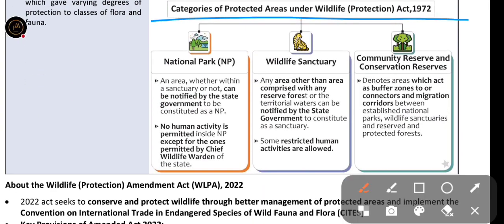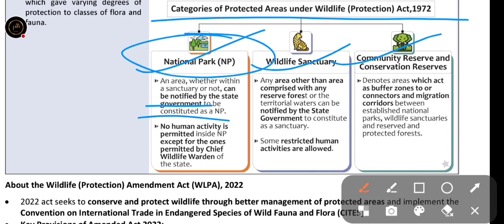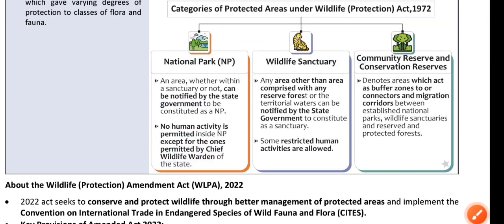Categories of protected areas under the Wildlife Protection Act 1972: national park, wildlife sanctuaries, community reserves, and conservation reserves. An area within a sanctuary or otherwise can be notified by the state government to be constituted as a national park. The national park is declared by the state government. No human activity is permitted. That is the highest protected area under these four protected areas. No human activity is permitted inside a national park except for the ones permitted by the chief wildlife warden of the state. So you should remember this.